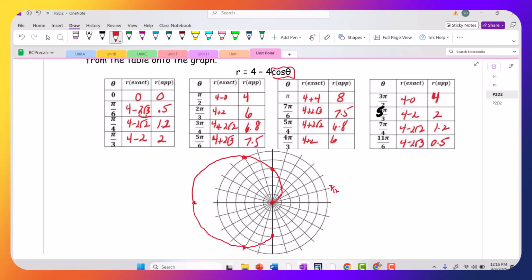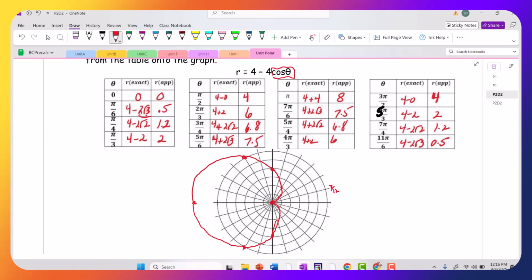I definitely have symmetry here, so I get what's happening here. And then I get all the way to 11 pi over 6, which is right here. Not that one, half. And then 2 pi is the same as 0. Hey, what does that look like? What does that look like?